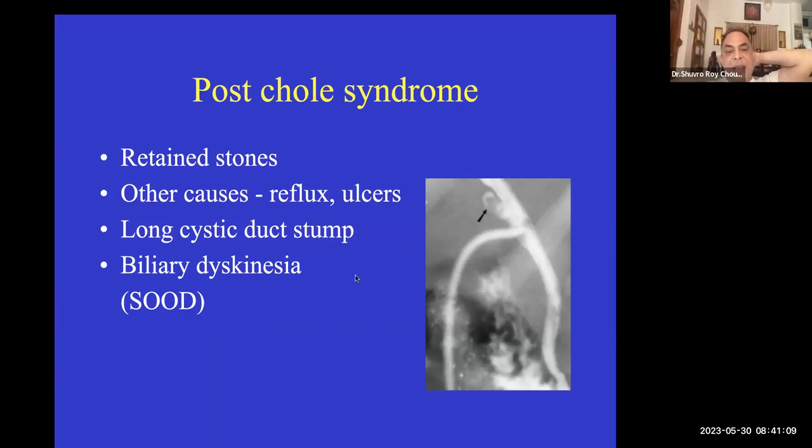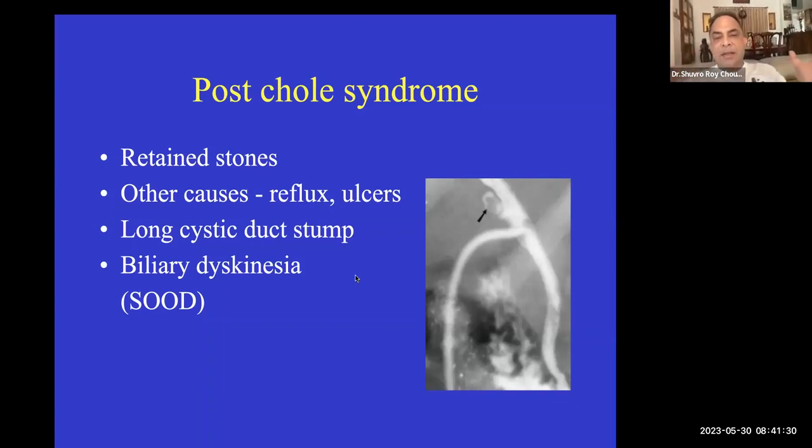And then comes this concept called biliary dyskinesia, type 1, type 2, type 3, correct? 3 types of biliary dyskinesia. So the important condition of biliary dyskinesia that we need to understand is sphincter of Oddi dysfunction. It's a poorly understood condition. I haven't read on this for a long time.